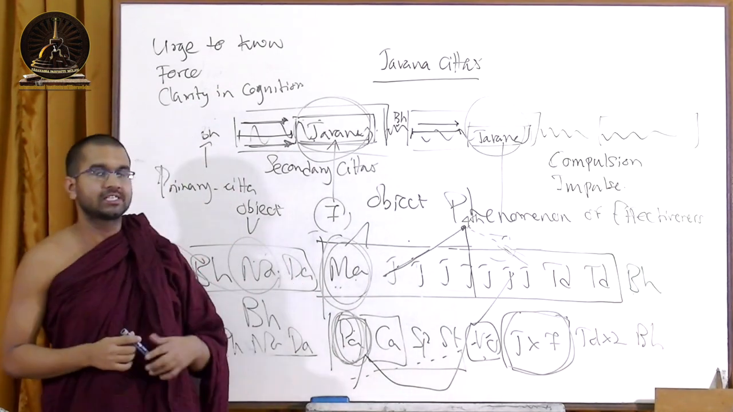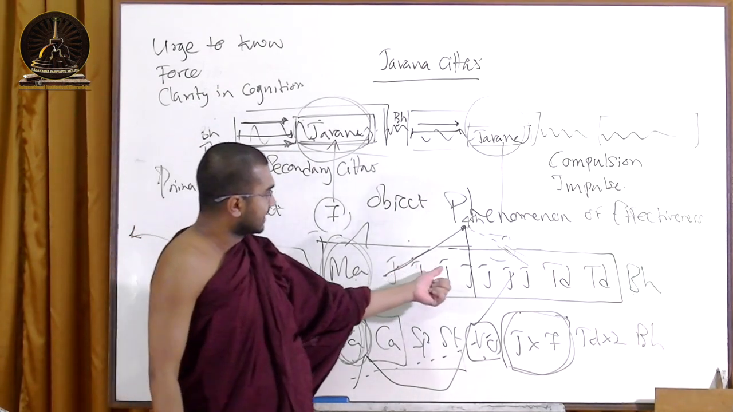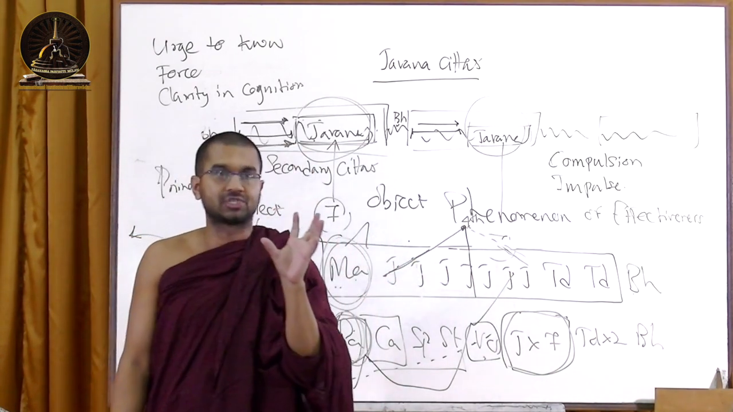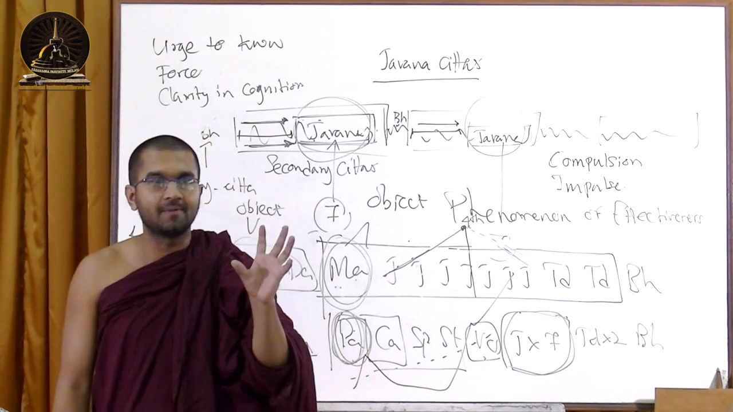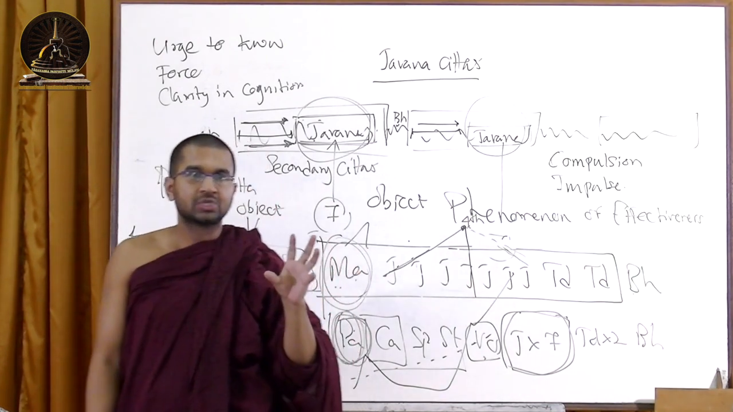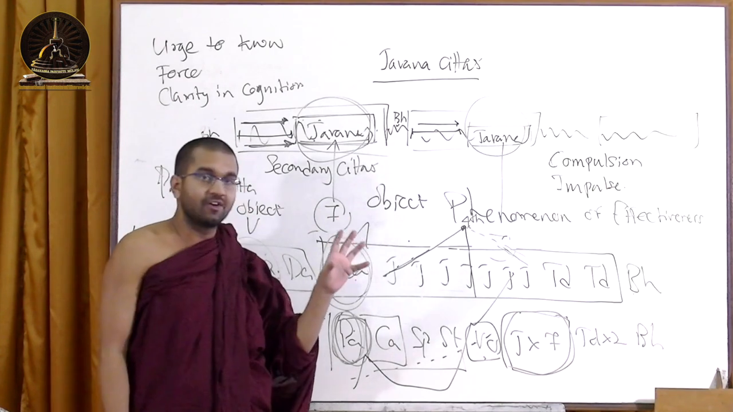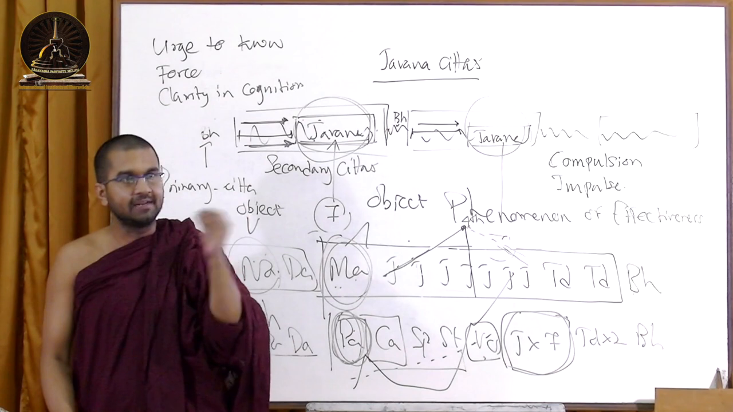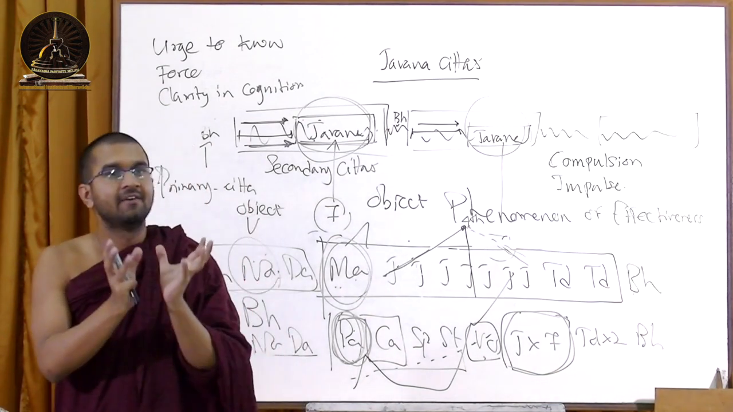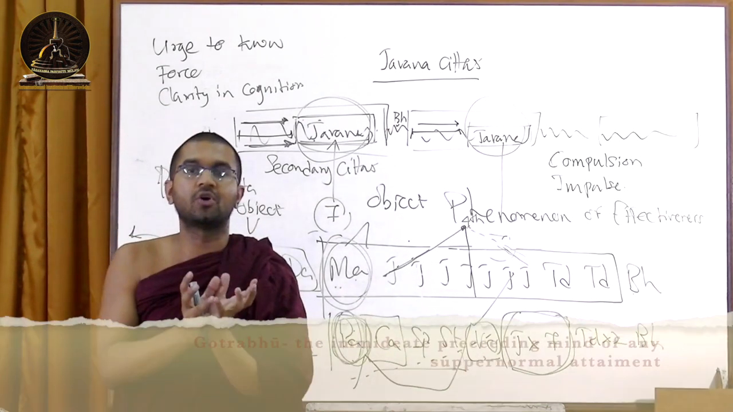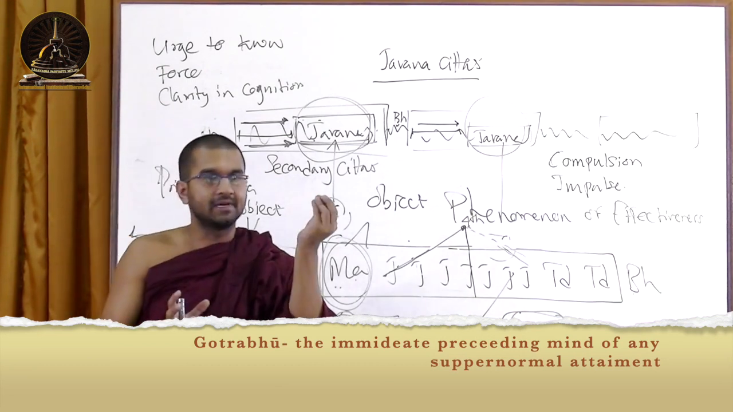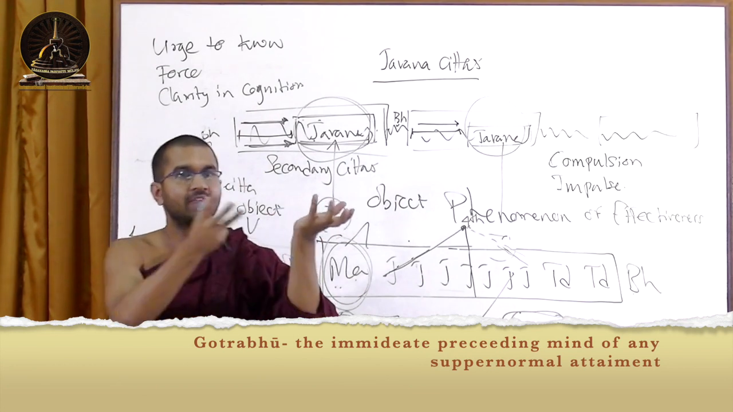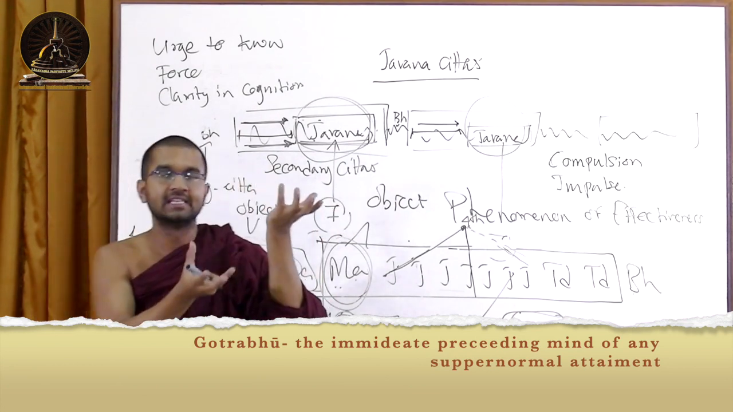This is also explained in the traditional literature, because now we know about spiritual attainments like attaining jhana, attaining the magga phala. Attaining jhana and attaining magga phala happens with javana cittas. Before this attainment, there is a certain citta which facilitates it. We call this gotrabhu. Attainment is the fruition, you come into that level. Before that, there is a citta which facilitates this attainment.